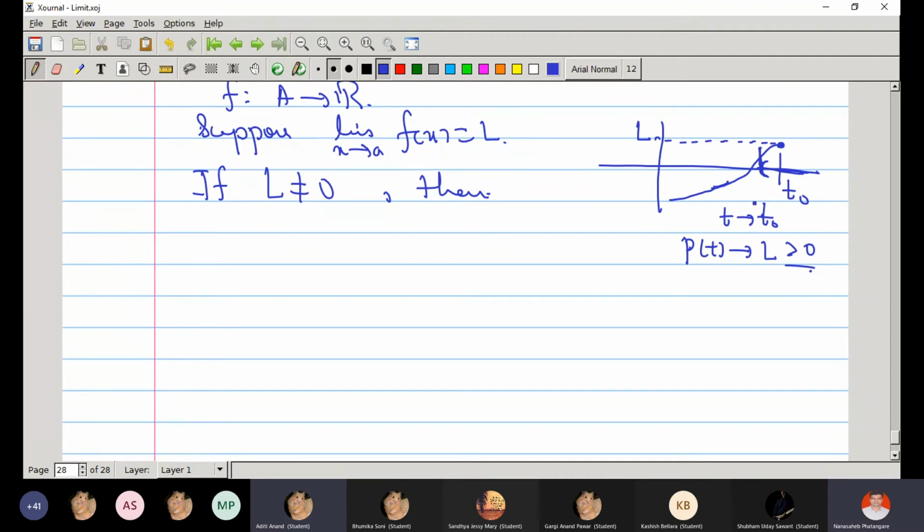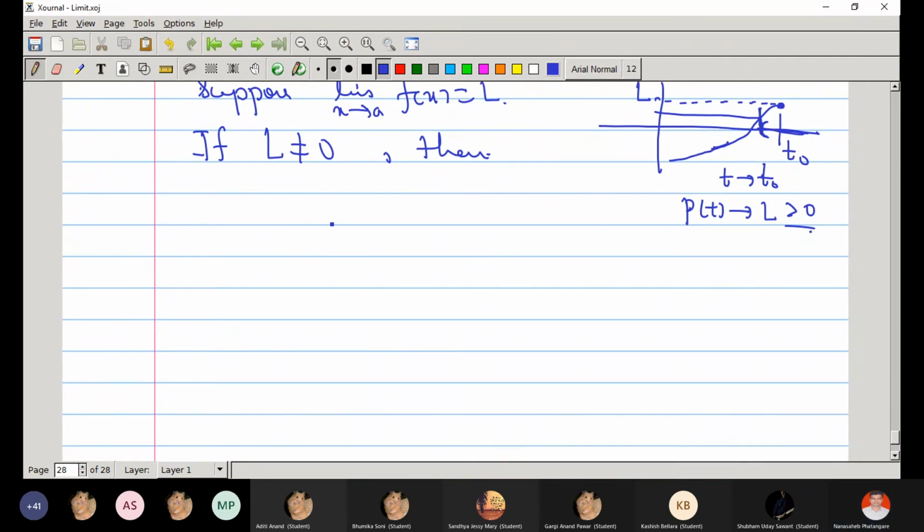Yes, sir. Before reaching t naught, for a few seconds or for some time before t naught, it is already on the positive side. Okay, so mathematically how to say this? If L is not 0, then there exists delta. There is a neighborhood of t naught. In that neighborhood, it is already on the positive side throughout.